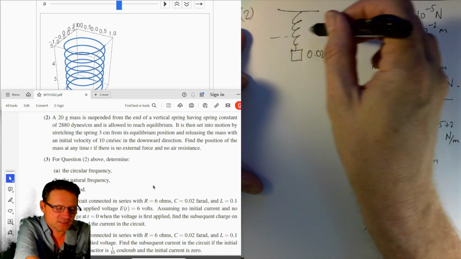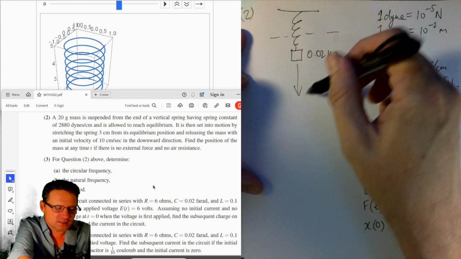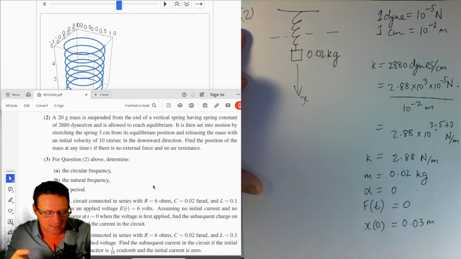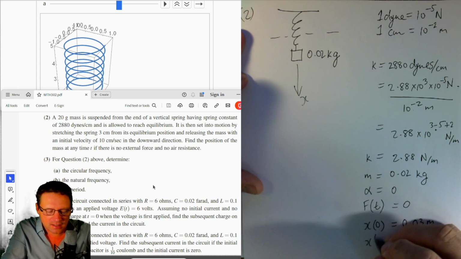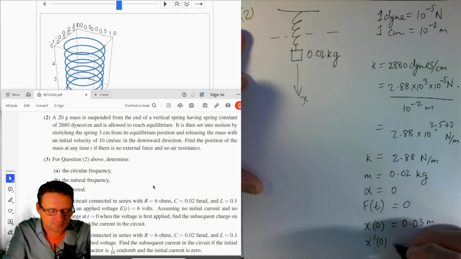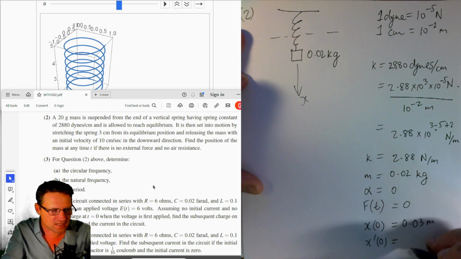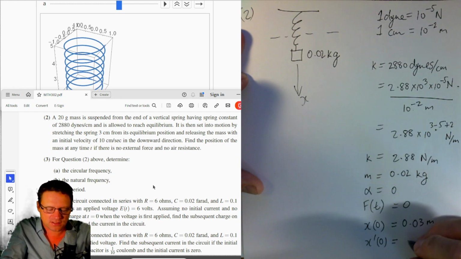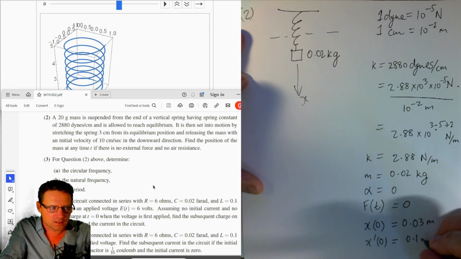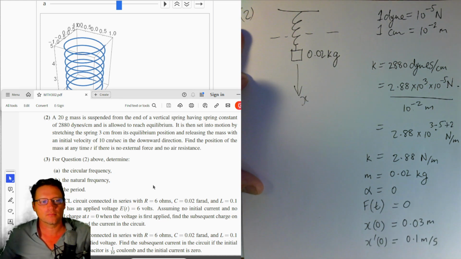So equilibrium position being there. This is the positive direction of the x-axis. And then X dash of 0 is 10 centimeters per second downwards. So in the positive direction. So that's 0.1 meters per second.